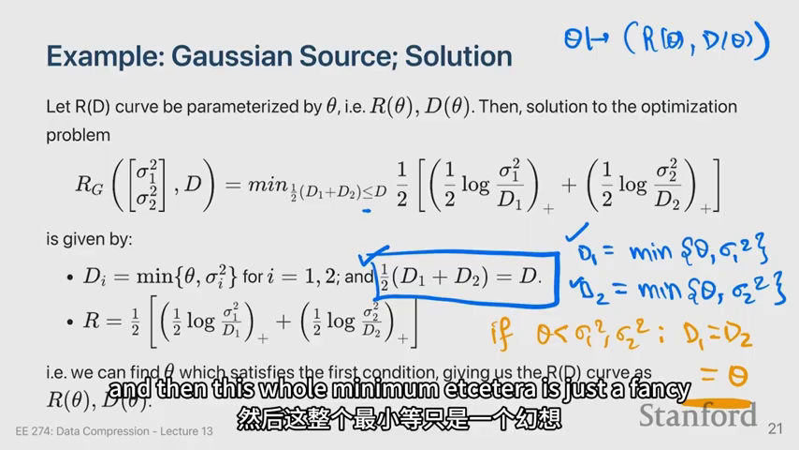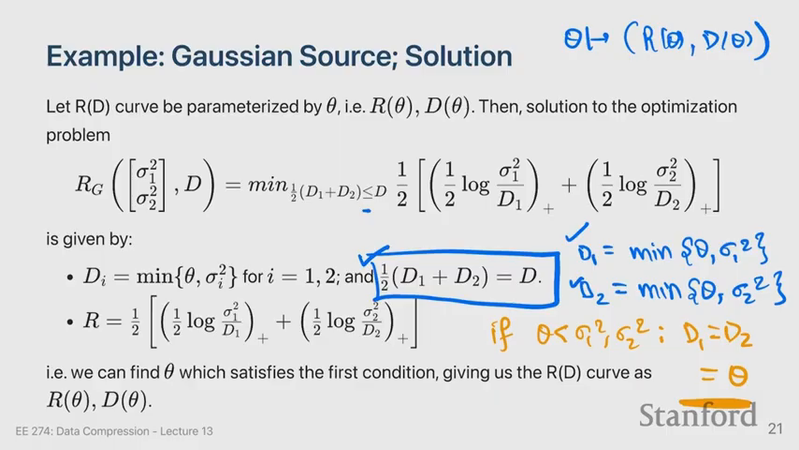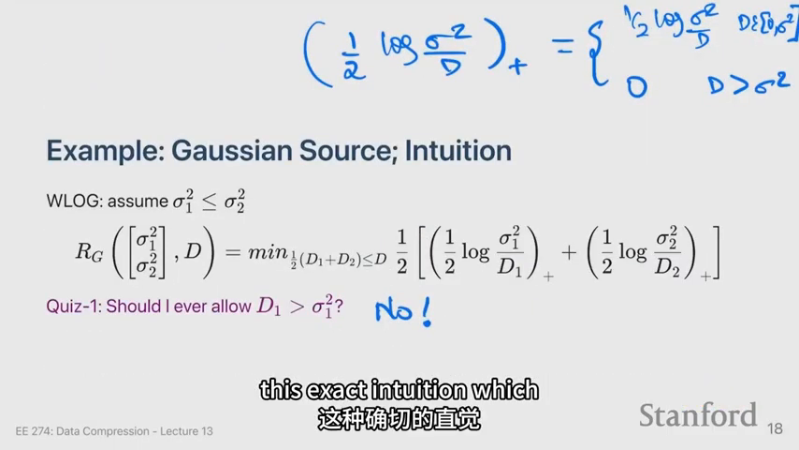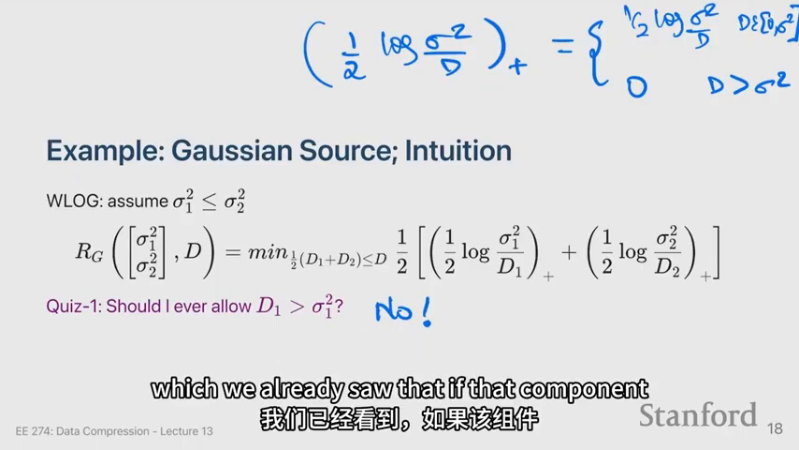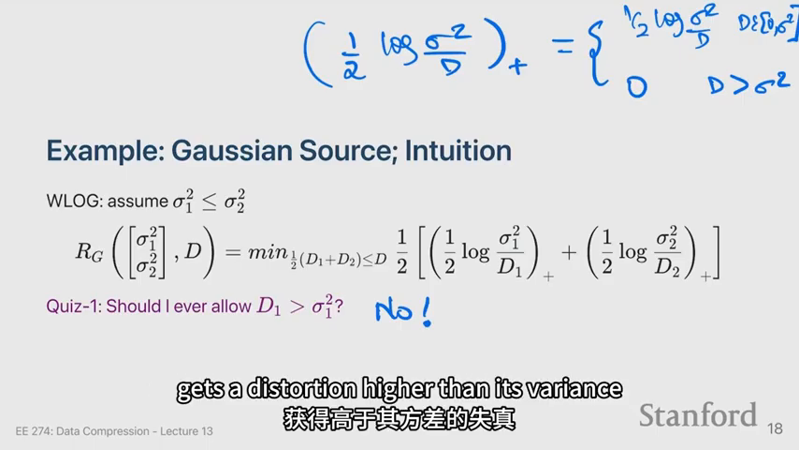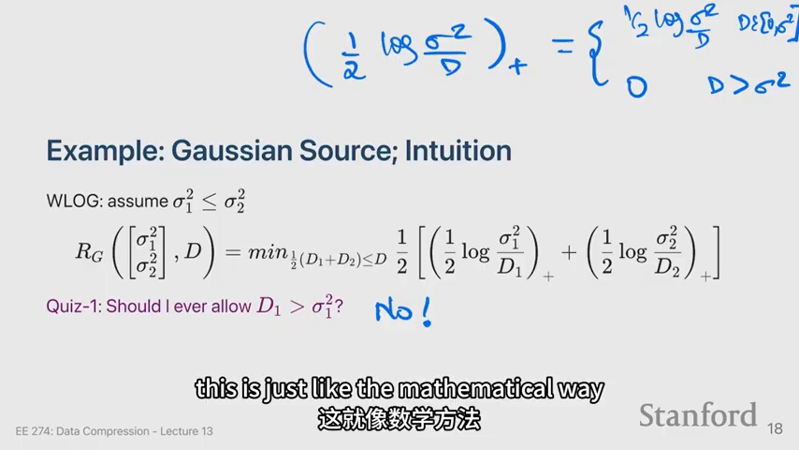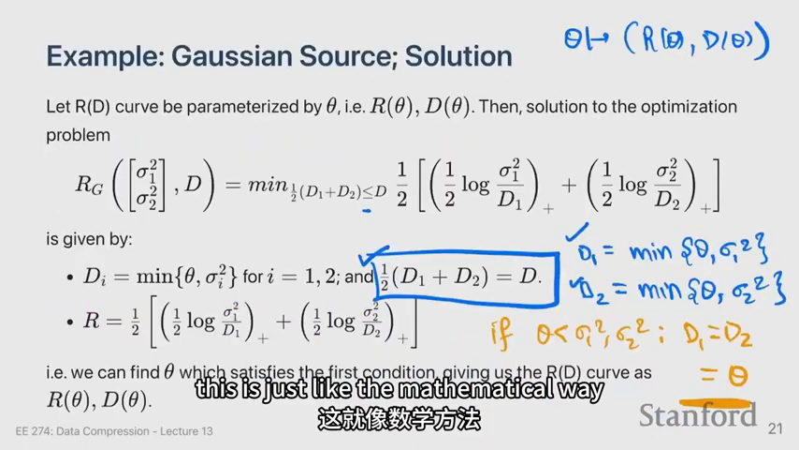Okay? And then this whole minima, etc., is just a fancy mathematical way, which comes about from this exact intuition which we already saw. That if that component gets a distortion higher than its variance, don't give it. Give it to the other one. You don't really need it. This is just the mathematical way.